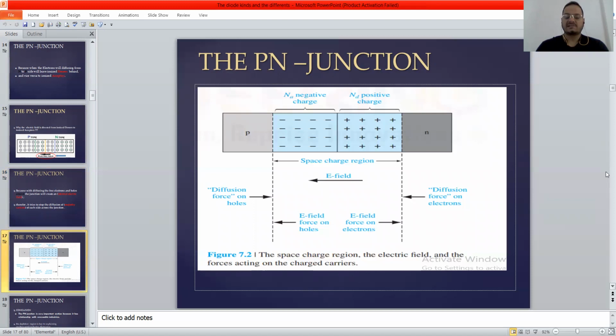This is a very clear image, because I selected it. This is from chapter 4, and I put all the sources in the last slides. Here the depletion region is created, and here is the electric field. This space charge region, or depletion region, is the same thing. The diffusion force on electrons will be from this side, and the diffusion of holes from p to n will be from this side.